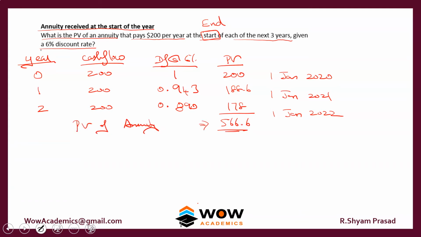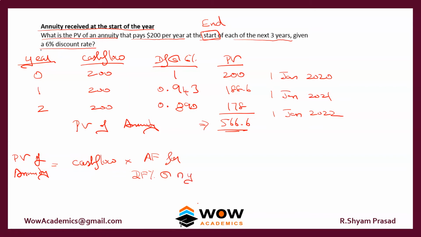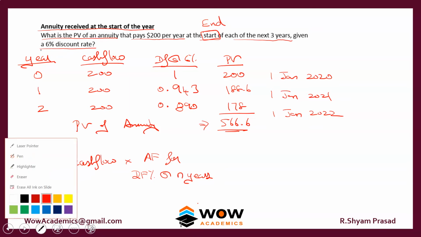We have got this number. So can we do a shorter approach and find it out? Yes, we can. Present value of annuity: we'll find out the cash flow multiplied by the annuity factor for the discount rate percentage at n years. So we'll take this as a concept and then we'll do it. But when we do this, we won't get the answer. Why? Because this was used when the cash flow is received at the end of the year. When you receive it at the beginning of the year, the formula changes.